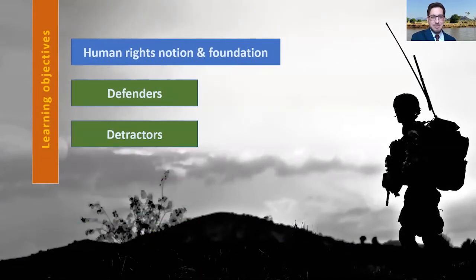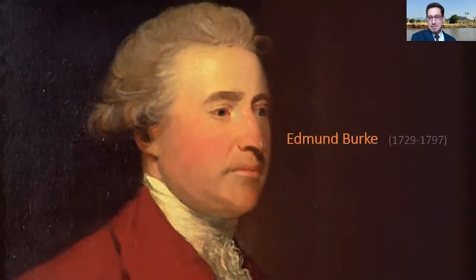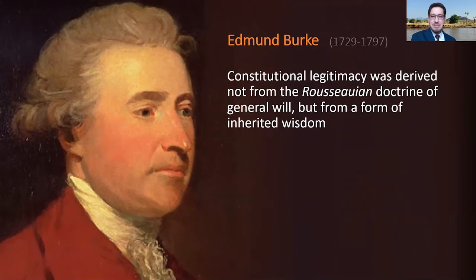So let's take care of the detractors now. This is one of the detractors in my book. He studied so much history, and he said that constitutional legitimacy was derived not from the rational doctrine of general will, but from a form of inherited wisdom. This guy, who was in the French Revolution, realized that the Declaration of the Rights of Man and of the Citizen had no past. There was no tradition of those rights. So that was the critique, no?